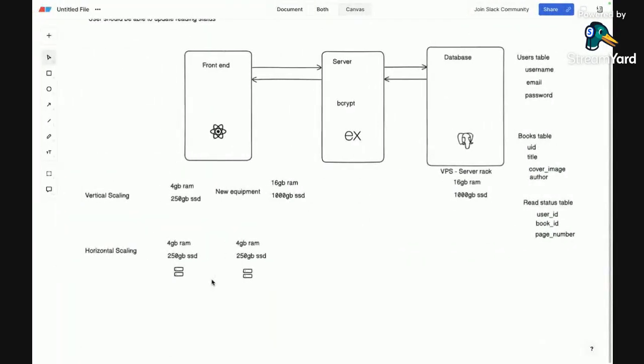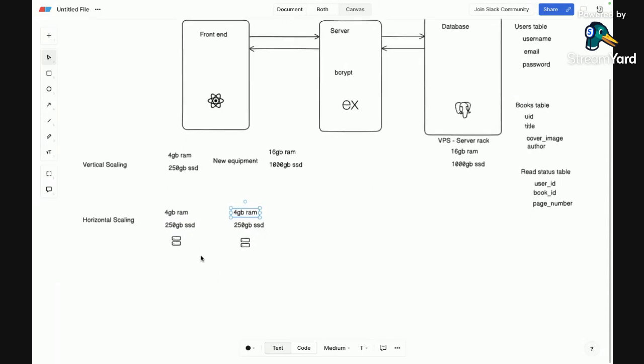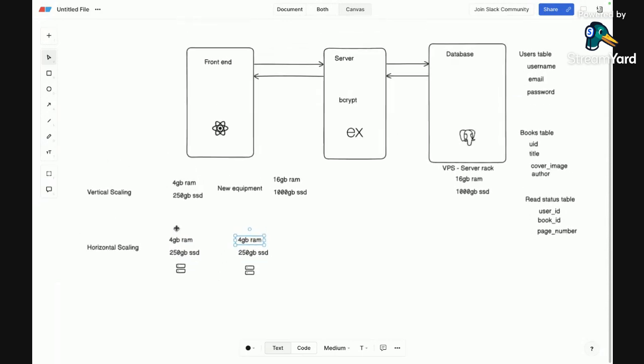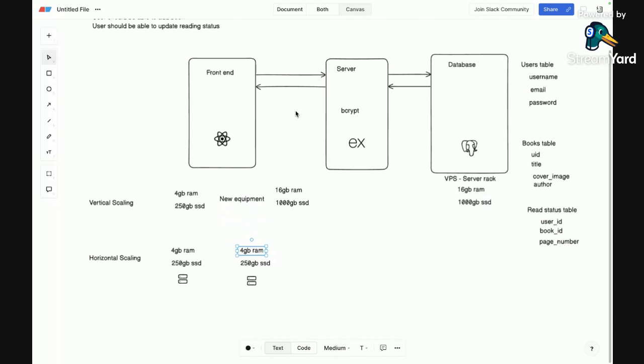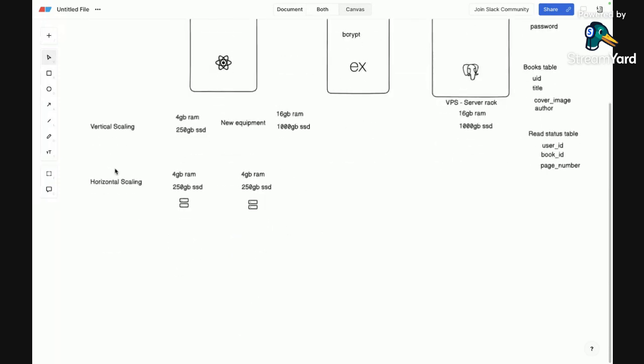Okay, good. With horizontal scaling, we brought in new equipment. So the site got popular and everything is crashing. We said, okay, let's go buy one more 4 GB 250 GB SSD server, because the other option is too expensive and we don't have that much money. So we went and bought another one. So now we have two machines.